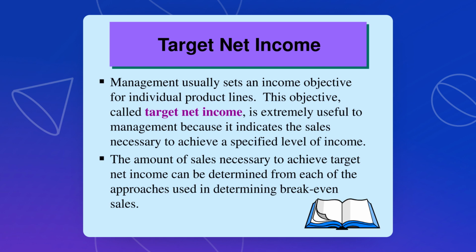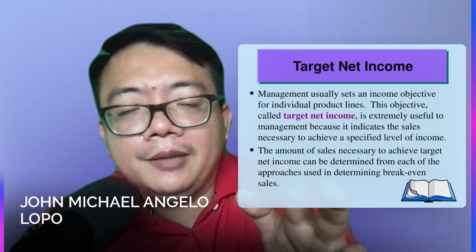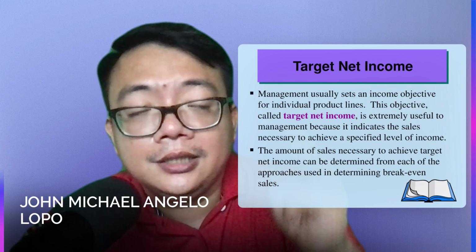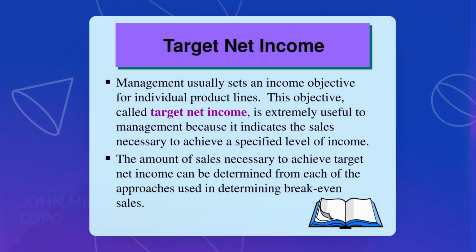The objective is also known as your target net profit, or target net income. It is extremely useful to management because it indicates the amount of sales necessary to achieve the target net income, which can be determined from each approach in computing for our break-even. Again, what is the formula for break-even? Fixed cost divided by our CM per unit if it is per unit, or in pesos if you have a CM percentage. Okay, so that's your target net income.